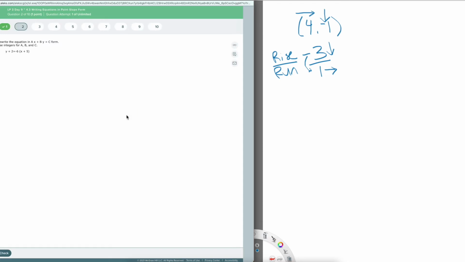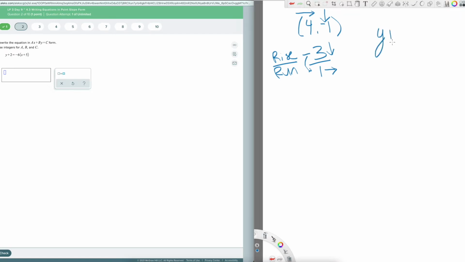Okay, so we're going to rewrite the equation in ax plus by equals c form. This is standard form, so it just means x and y are both on the same side, and your constant c, which is just a regular number not being multiplied by a variable, that goes on the right side. So this is just standard form of a line. So we're going to take this, y plus 2 equals negative 6 times x plus 5.